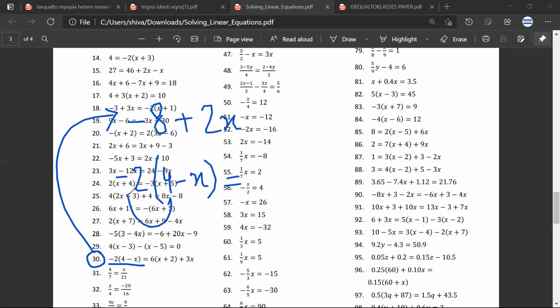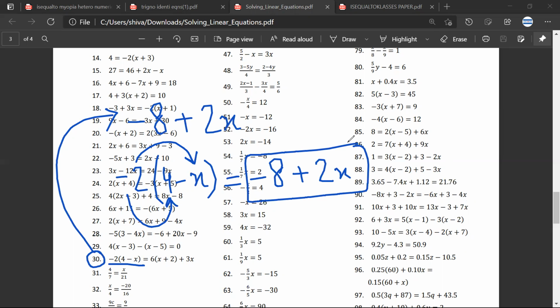Sir, minus 2 into 4 would be minus 8. And minus 2 into minus x will become plus 2x. Satya, any doubt? No. Please be clear about whether you are multiplying two integers, adding two integers, or subtracting two integers. Please be very clear about it.